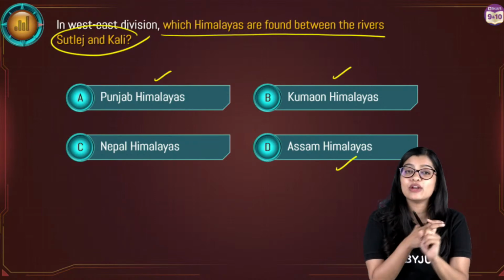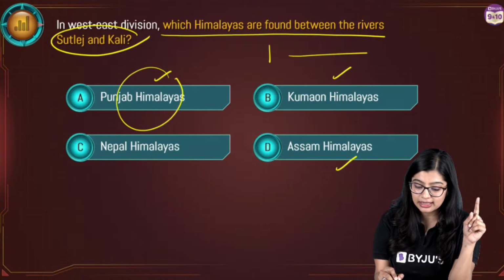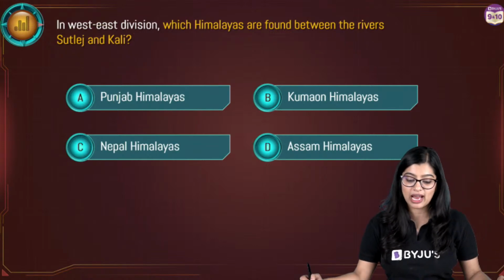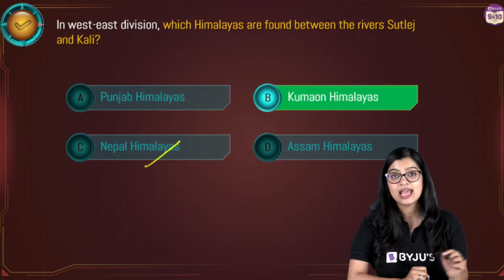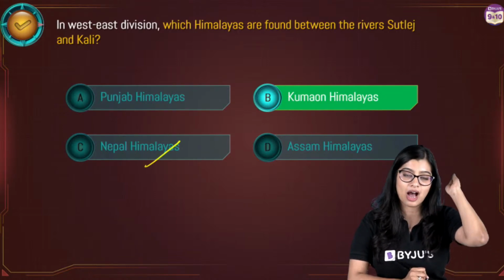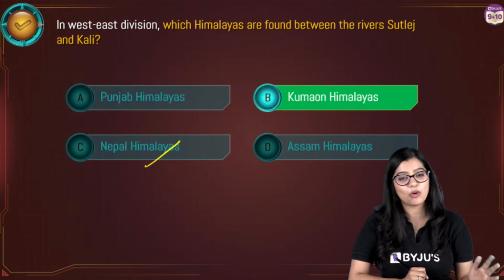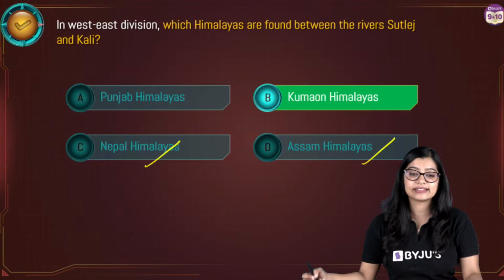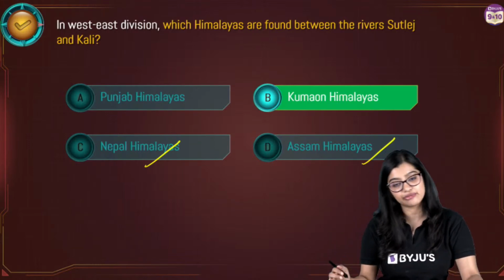Very good. So we know that between Indus and Satluj, it is our Punjab Himalayas. And between Satluj and Kali, it is our Kumaon Himalayas. And between Kali and Teesta River, it is going to be Nepal Himalayas. And between our Teesta and Dihang, yeah, it's same, Abhimanyu, both are same, right? Between that is our Assam Himalayas. Yes, it is the same thing, different name in different regions.